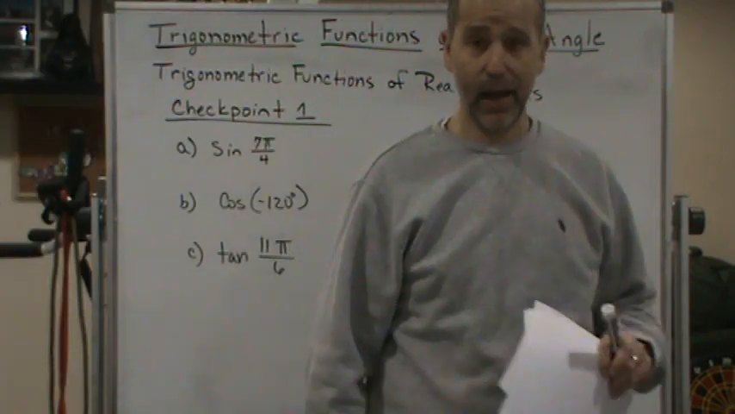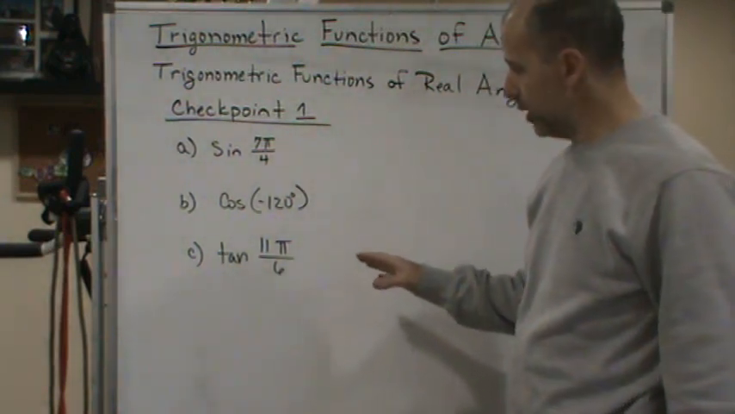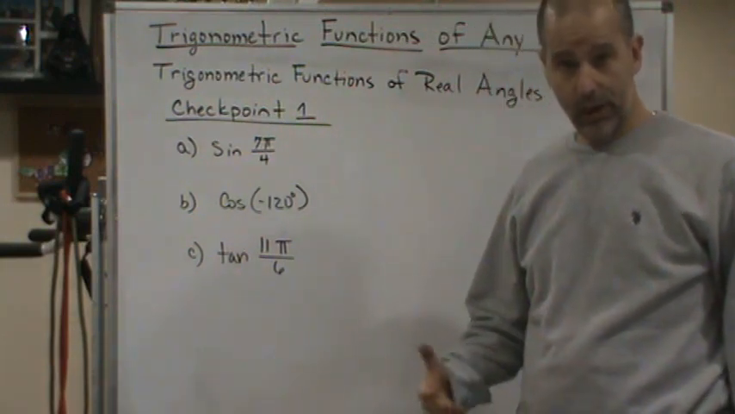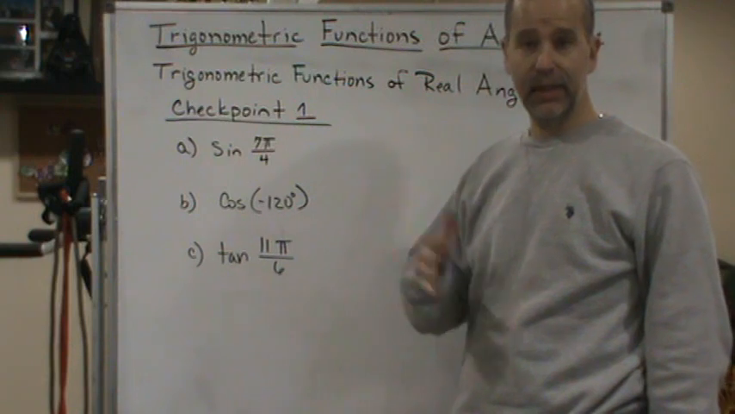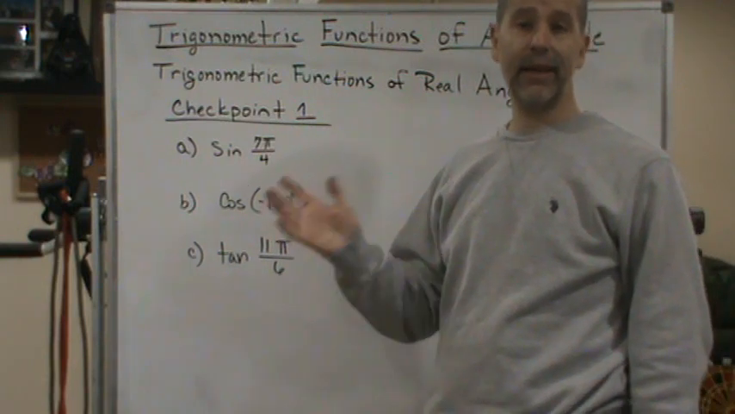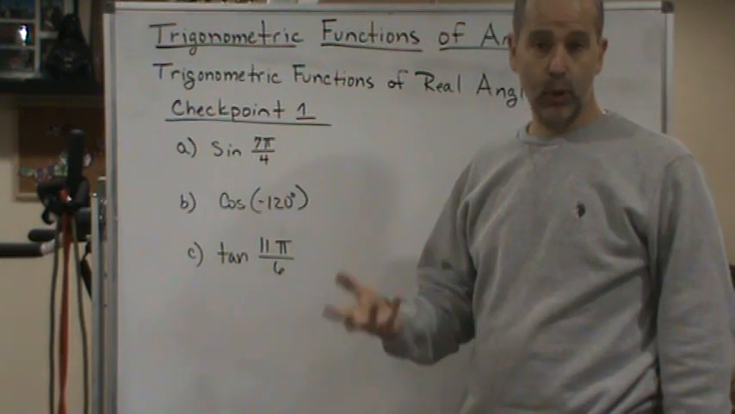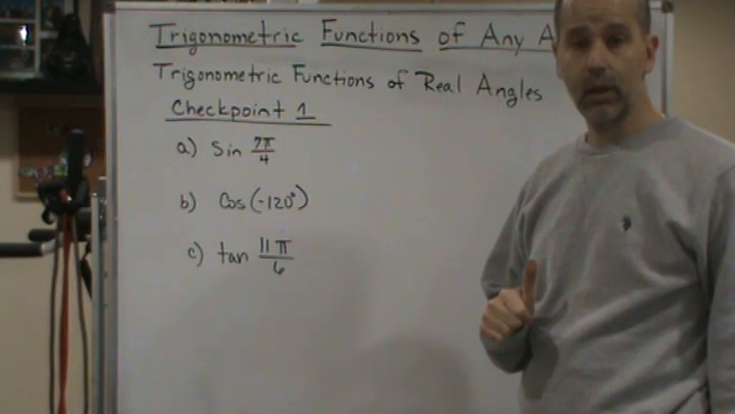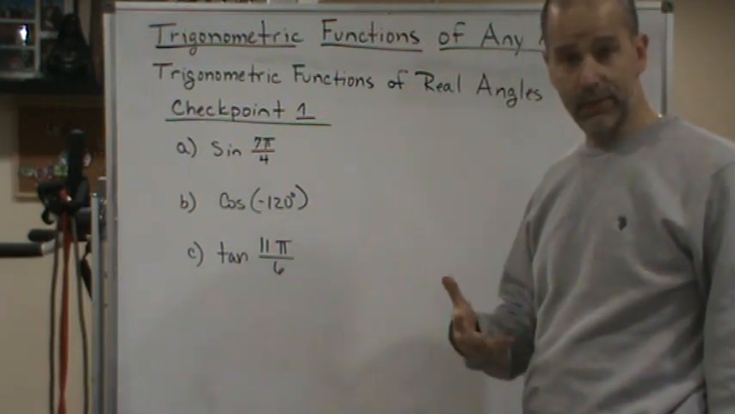All right, welcome back, and now we're going to do checkpoint. So remember, what we're doing here is we want to find the value of each of these using reference angles, and what we know about the sign of these functions in whichever quadrant that theta lies in, given what we know about the unit circle. Okay, so go ahead and evaluate these, pause the video, see if you get the right answer, and then come back.